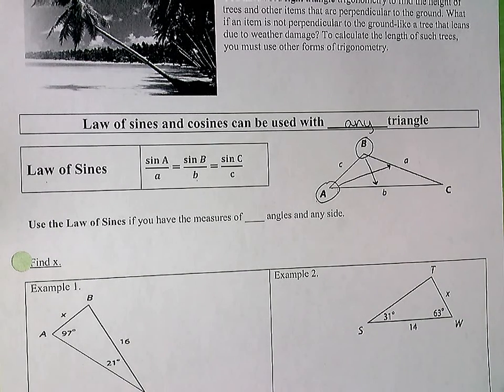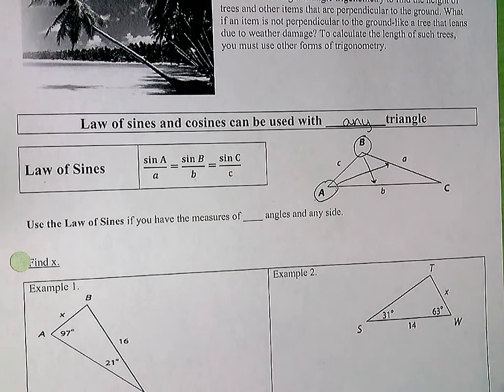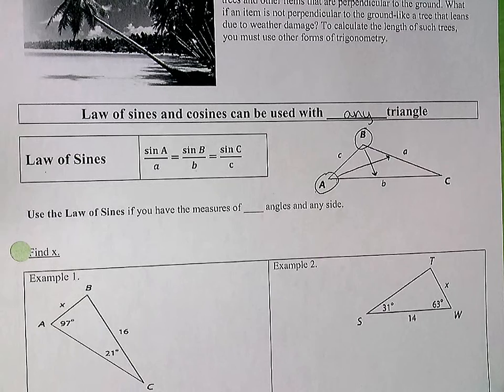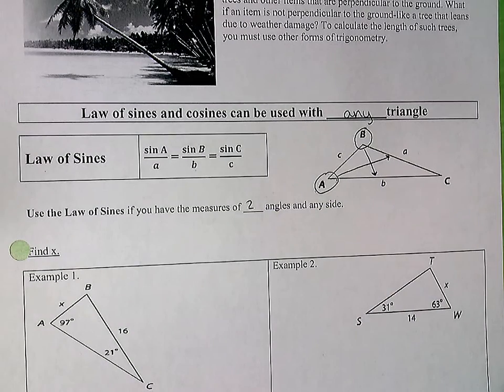Now you don't need all three. You just need two to make that proportion. It shows all three here, but you just need two of them: sine of the angle over its opposite side. To use the law of sines, you have the measures of two angles and any one side, and you can find the other side.